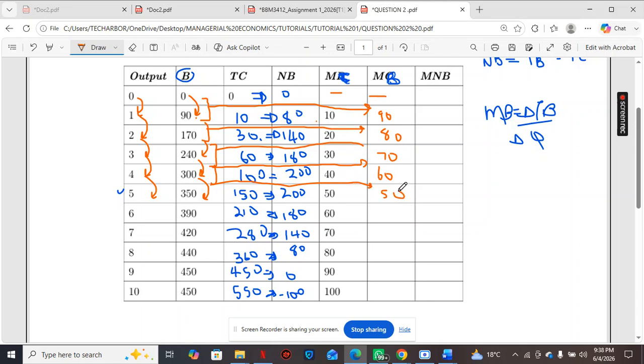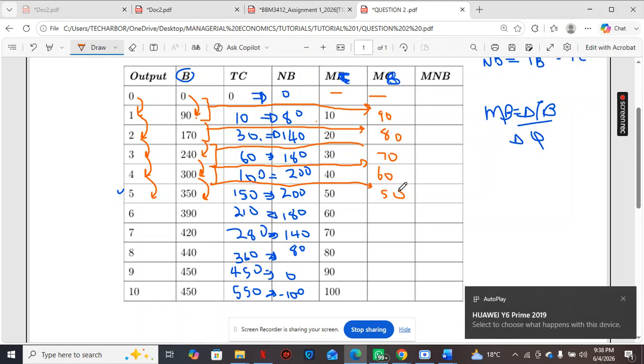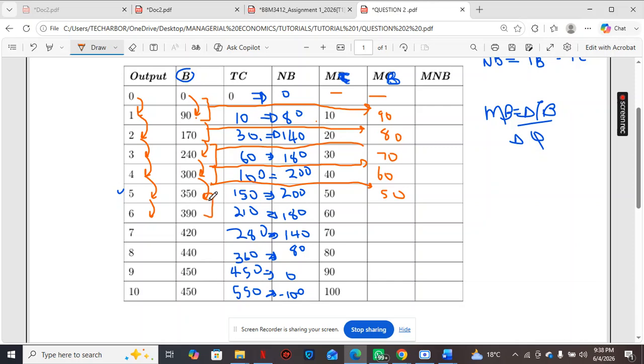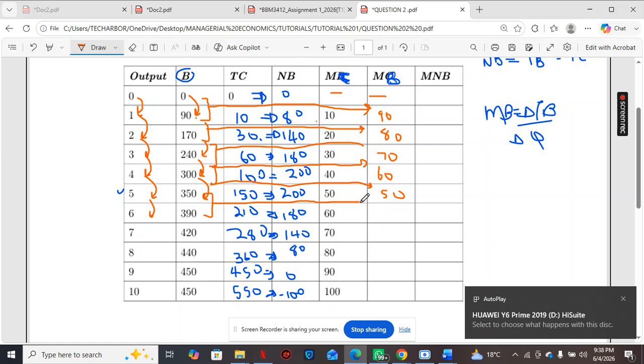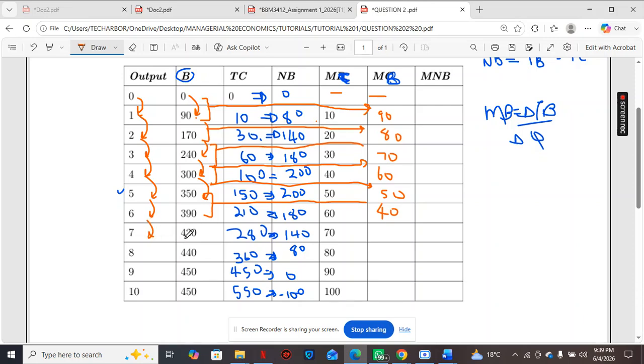Okay, so we can see our marginal benefit is reducing. The more units we're bringing in, our marginal benefit is dropping. From 5 units to 6 units, you're going to say 390 minus 350, that will give us 40. From 6 units to 7 units, you're going to say 420 minus 390, 30.